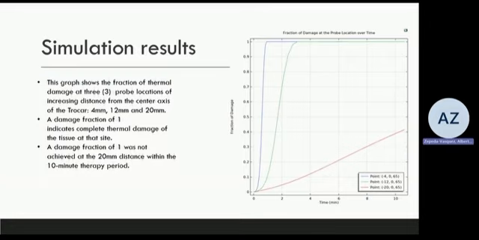With this, we can conclude that temperature and thermal damage are directly proportional. As temperature increases, thermal damage will increase. And it is inversely proportional to distance, because as we are far away from the trocar, temperature decreases and therefore our thermal damage decreases.